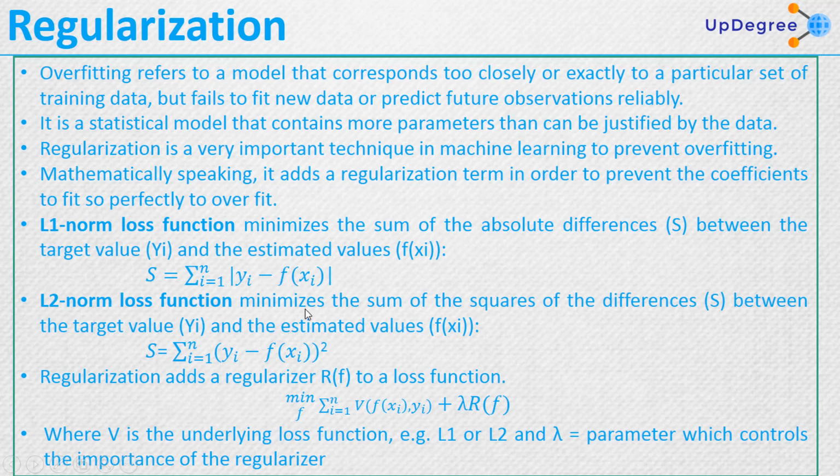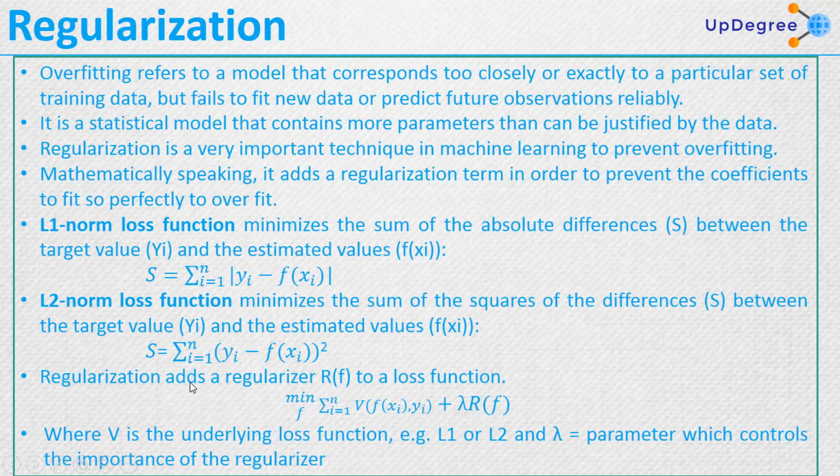The L2 norm function minimizes the sum of the squares of the differences S between the target variable yi and the estimated variable f of xi. So here S is equal to sigma, i ranging from 1 to n, of (yi minus f of xi) whole squared, and then they are summed. That is the sum of the squares of the differences. But in case of the L1 norm function, it was the sum of the absolute differences.